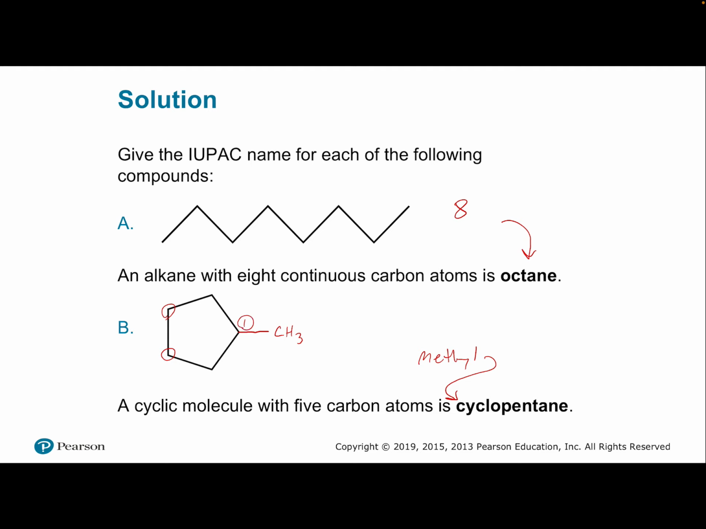If there happen to be 2 groups, then we could give priority or number in a way that would give the lowest number to all of our groups. For example, if I had another group here, let's call it another methyl, numbering in this direction would give me 1 and 5 dimethyl. But numbering in this direction would give me 1, 2 dimethyl. So you'll always try to number in a way that will give you the lowest number. Okay.